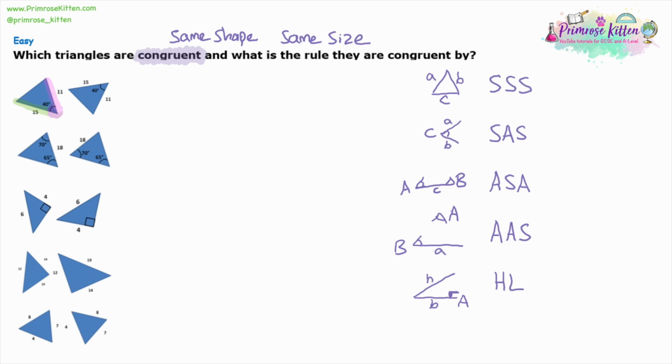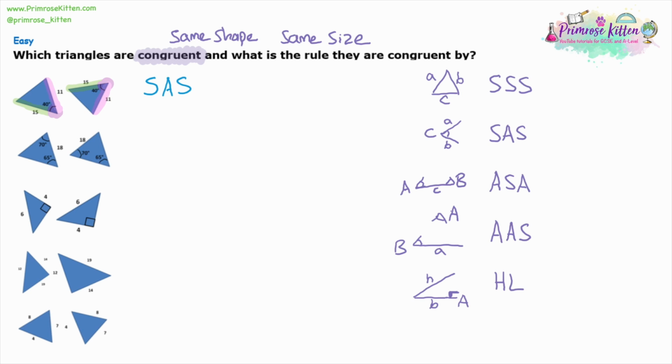But let's check the second triangle. It looks different, it's rotated around. Is it the same triangle? So we have a side, 15, we have an angle, 40 degrees, and we have a side, 11. So I've read out the same numbers in the same order. So these 2 triangles are congruent. They both have the same side connected to an angle connected to another side.